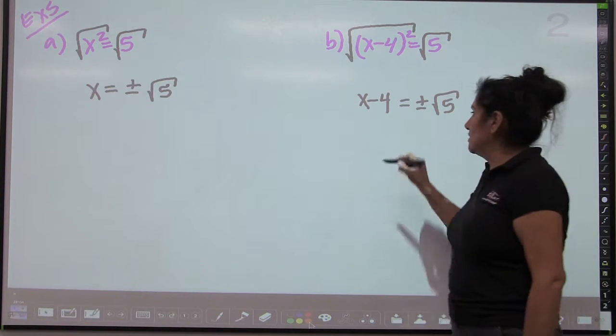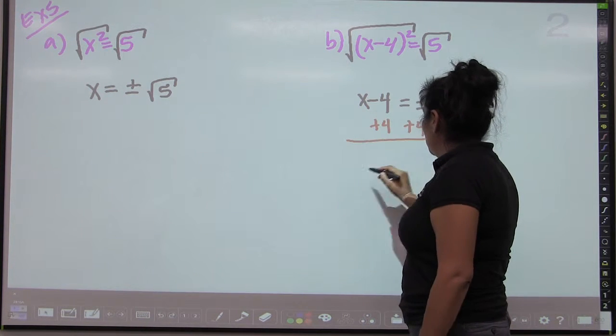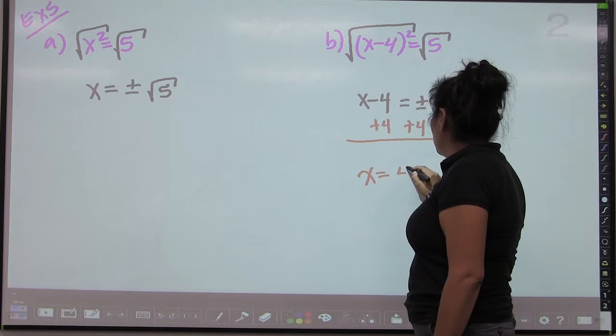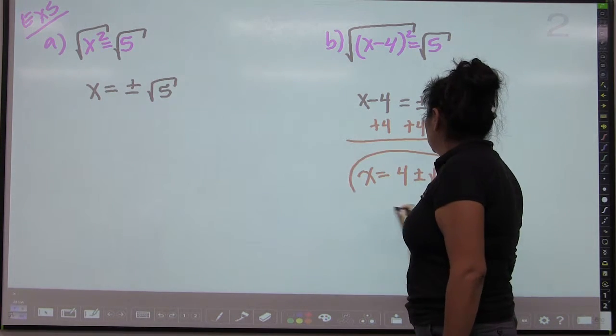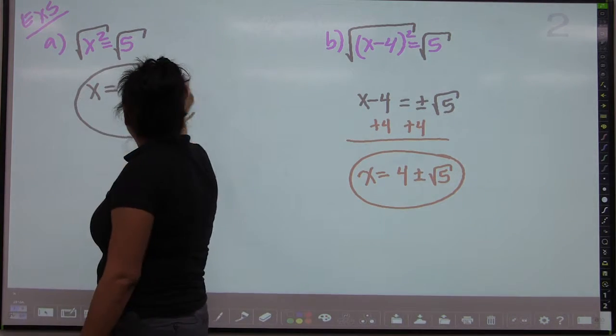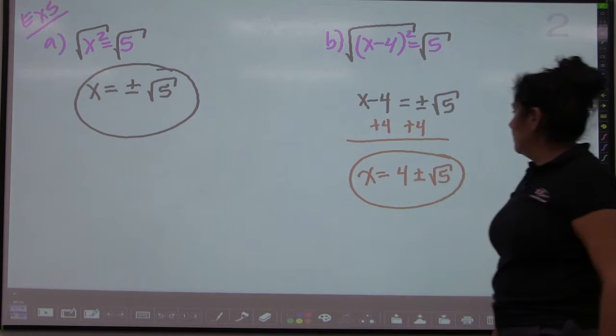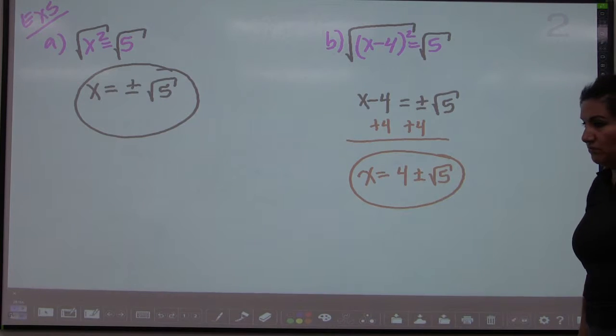-4. The -4 needs to come over to the other side. So x equals 4 plus or minus root 5. Those are your two solutions for that one. And you can write it just like that. If you want to get all nifty, you can go 4 plus root 5 and 4 minus root 5, but it's totally okay for you to go 4 plus or minus root 5.